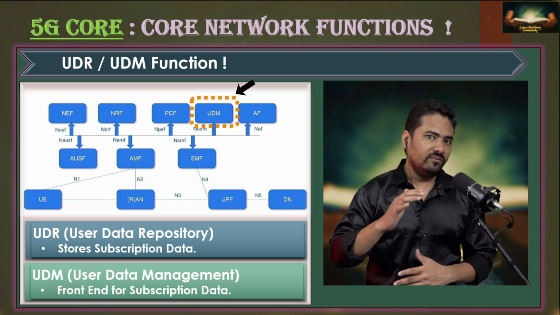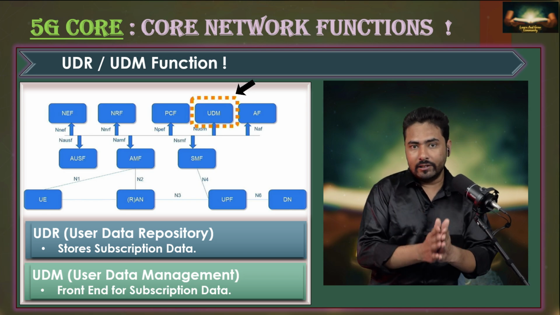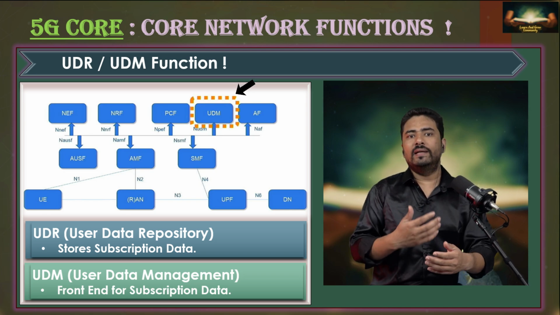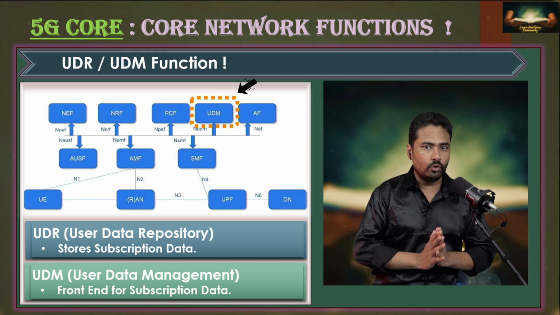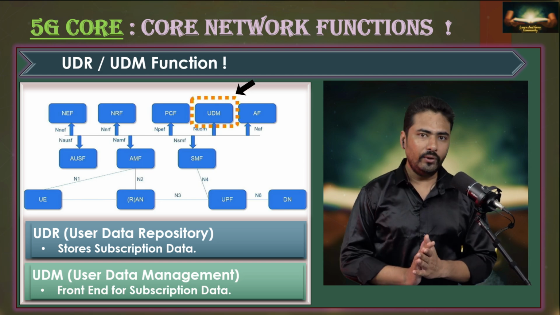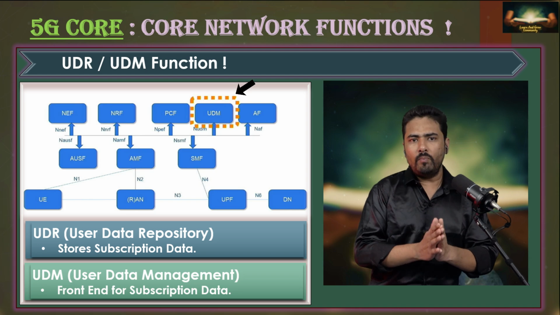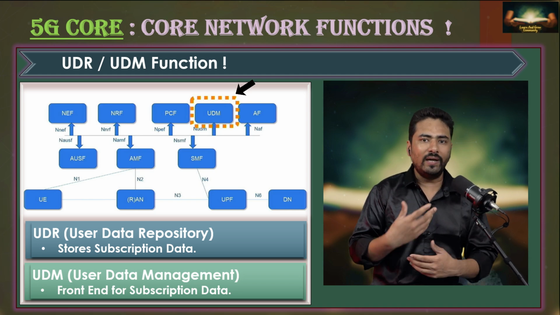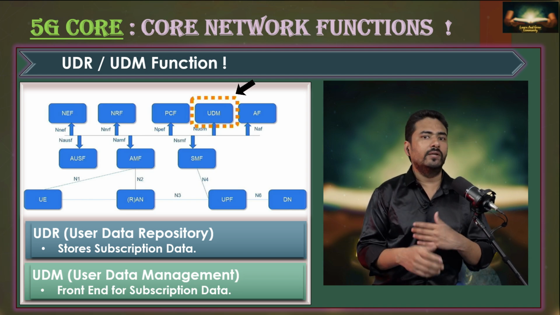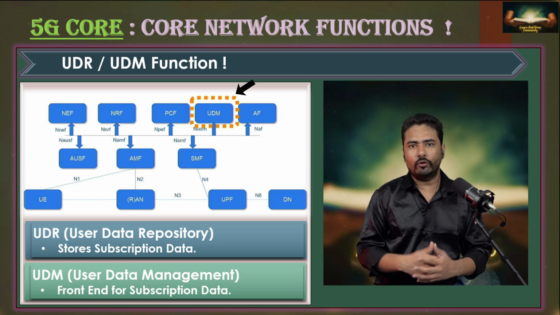The UDM serves as a front-end interface and is responsible for accessing and managing the subscription data which is stored in the UDR. The UDM uses the subscription data that is stored in the UDR to perform different tasks like generating authentication credentials and managing UE registrations with the network, etc.